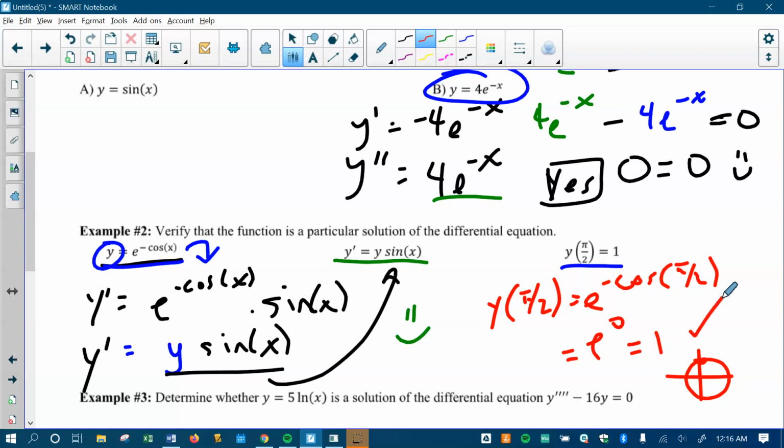Hooray! So not only do we have a function that satisfies the differential equation, but it also satisfies the initial condition. Perfect.